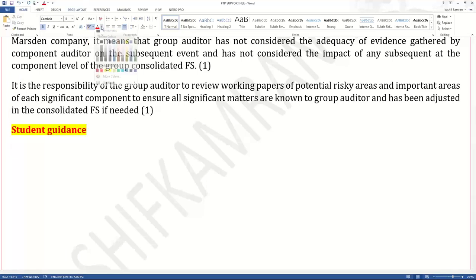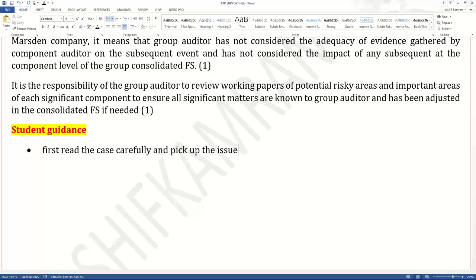When you are attempting a question on ethical, professional, and quality control issues, in continuation from the session yesterday, first read the case carefully and pick up the issue, whether it is an ethical issue or other than an ethical issue. Having picked the issue, now think why it is an issue.